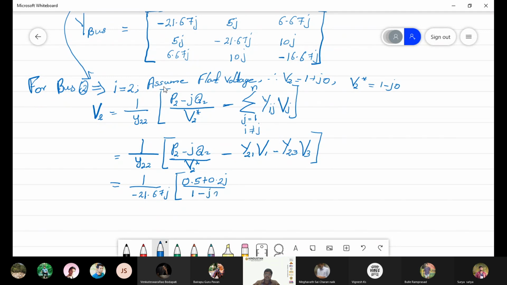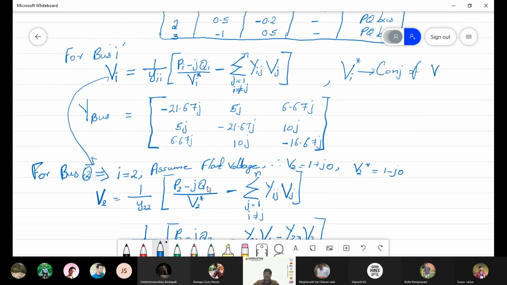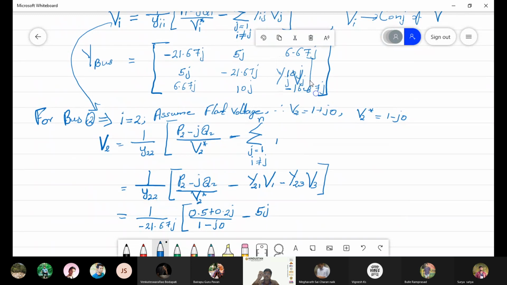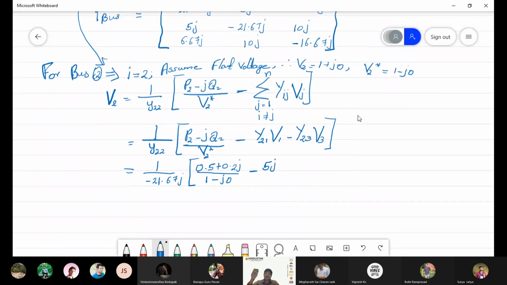that is 1 minus j0, minus of, now we are going to substitute the value of y21. So the y21 value is here, you can see in the Y bus, that is 5j. You are going to substitute 5j. And the v1 value is specified in the problem itself. You can see that, this is the first bus, v1. The v1 value is 1.04, it is given. Therefore we have to substitute the value of v1 here. So 5j multiplied by 1.04, and minus y23 value, this is 21, 22, 23, the value is here, that is 10j.